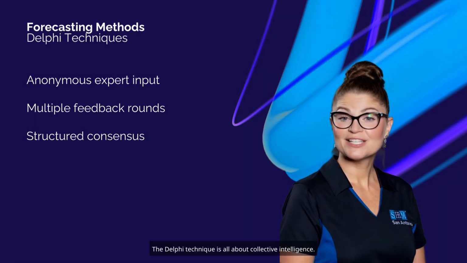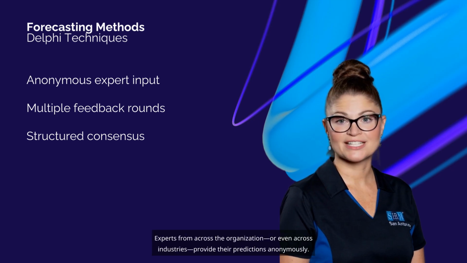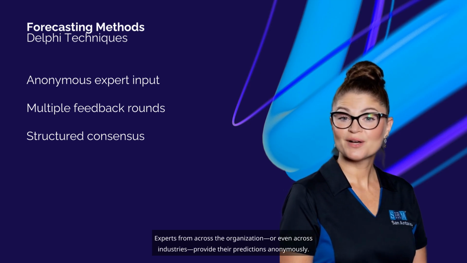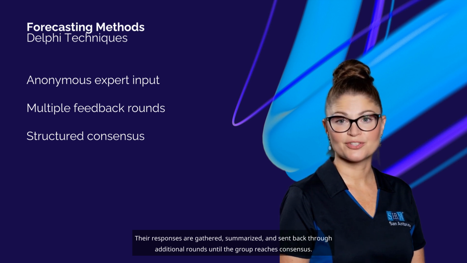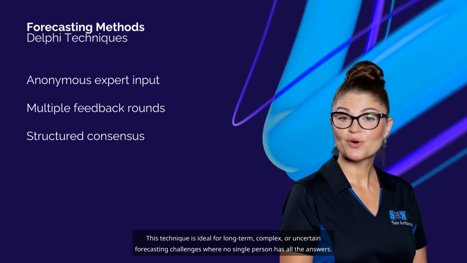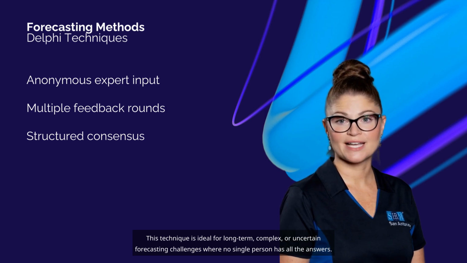The Delphi technique is all about collective intelligence. Experts from across the organization, or even across industries, provide their predictions anonymously. Their responses are gathered, summarized, and sent back through additional rounds until the group reaches consensus. This technique is ideal for long-term, complex, or uncertain forecasting challenges, where no single person has all the answers.